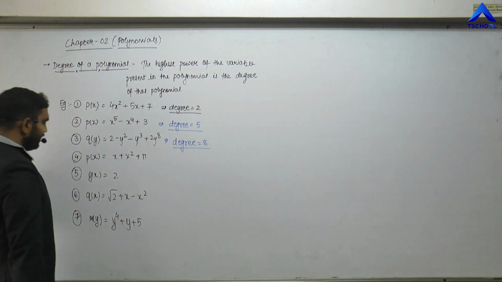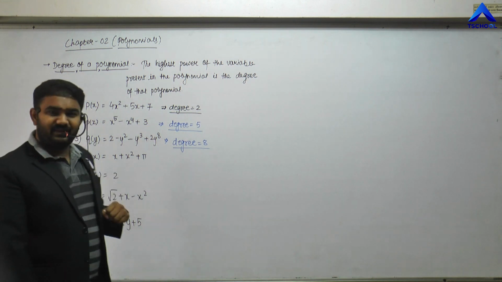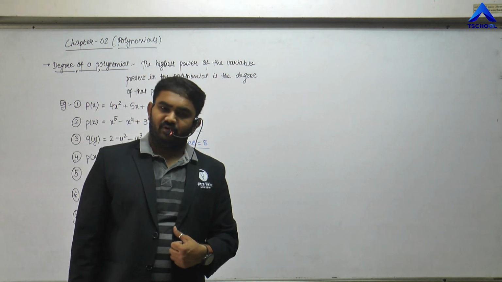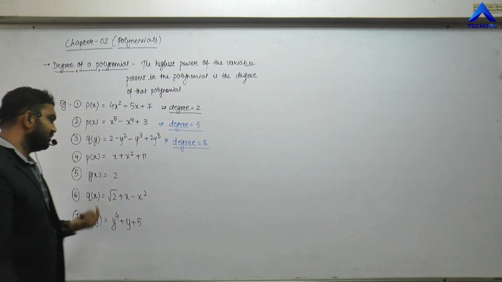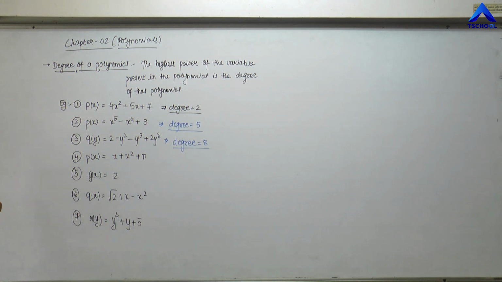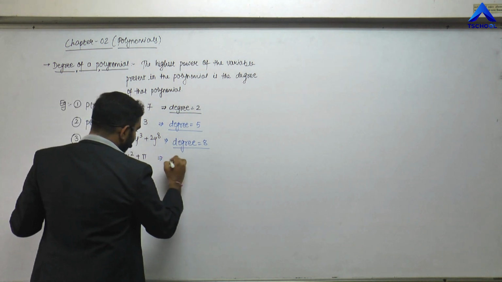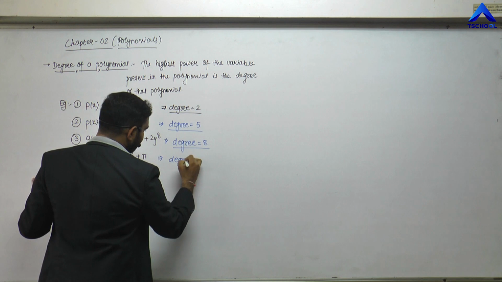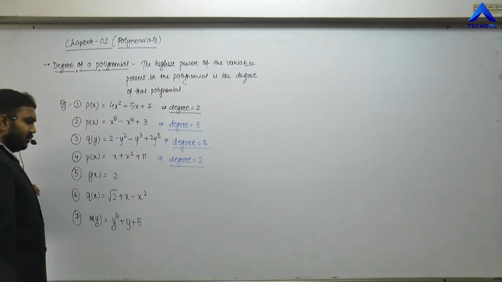So the fourth one given here is p of x equals x plus x square plus pi. Note that, friends, pi is a constant value. The value of pi is not going to change anywhere. So this is a constant value, and hence we can say that x plus x square plus pi is a polynomial here, and the highest power is 2. That means the degree is also 2, right?